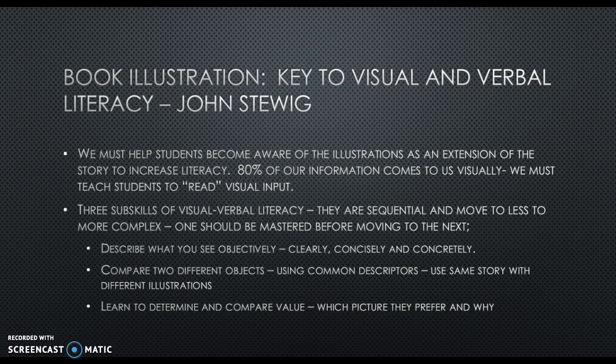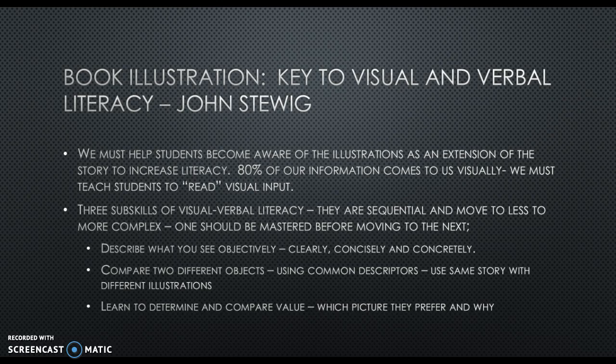So first of all, they're going to describe what they see objectively, and the 3 C's you want to look at here: that they clearly describe it, that they can concisely describe it, and that it's concrete, so that we understand it. And so those are kind of the 3 major pieces that they need to hit when they're describing an illustration or an object.